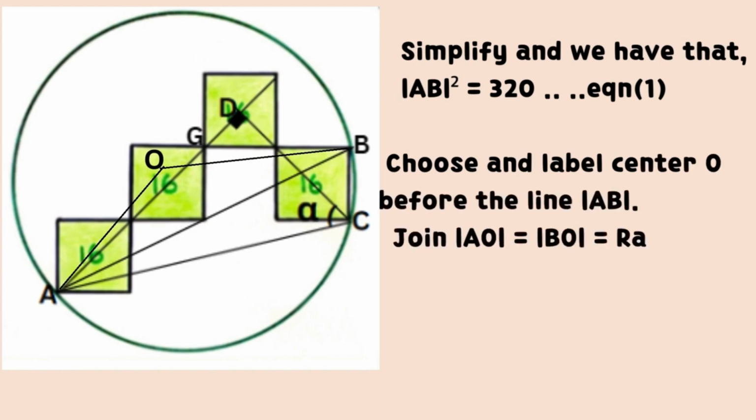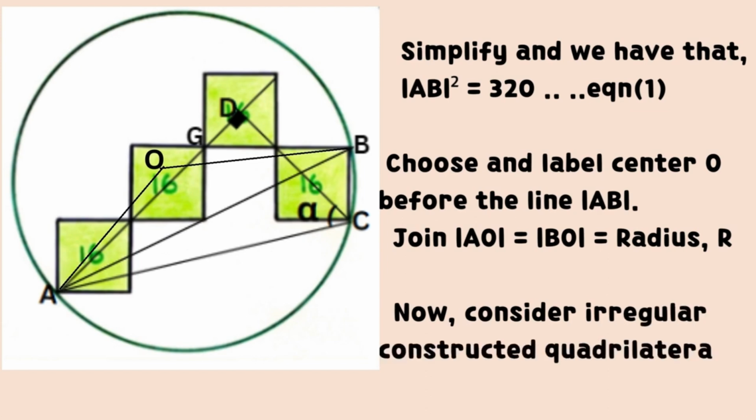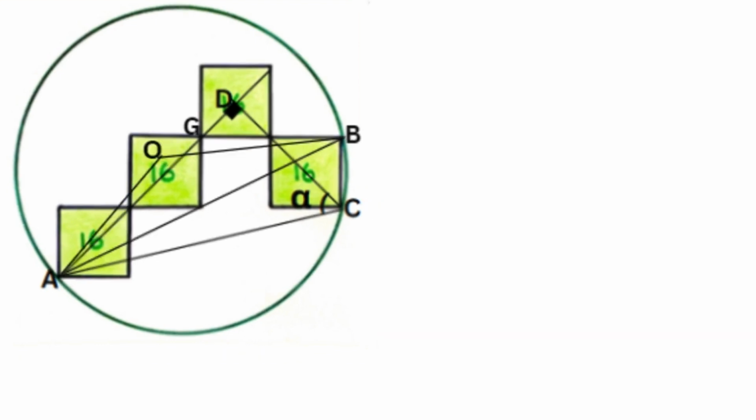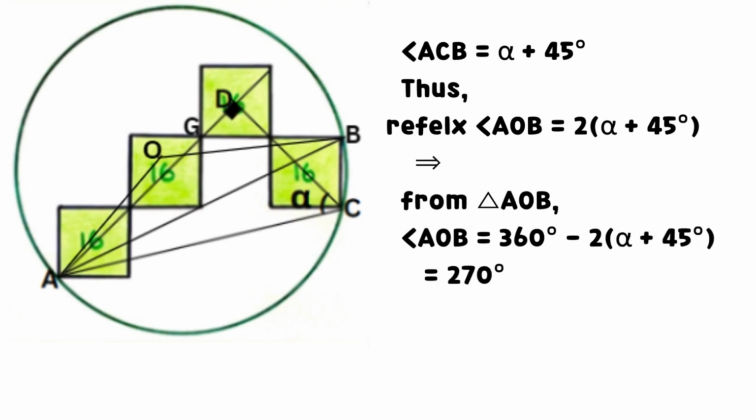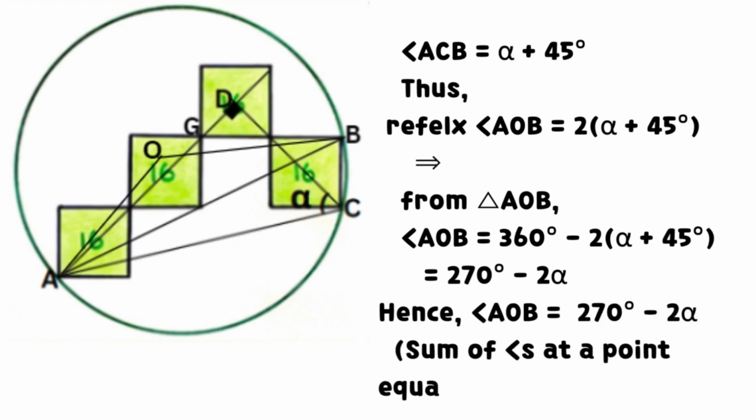Choose and label center O before the line AB. Join line AO, which equals line BO. These lines are equal to the radius r of the circle respectively. Now consider the irregular constructed quadrilateral. Angle ACB equals the sum of alpha and 45 degrees. Thus, reflex angle AOB equals 2 times the sum of alpha and 45 degrees. And from triangle AOB, its angle equals 270 degrees minus 2 times alpha. This is because the sum of angles at a point equals 360 degrees.